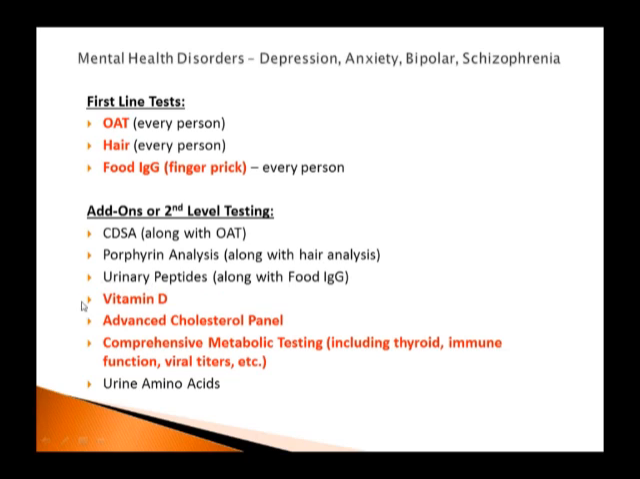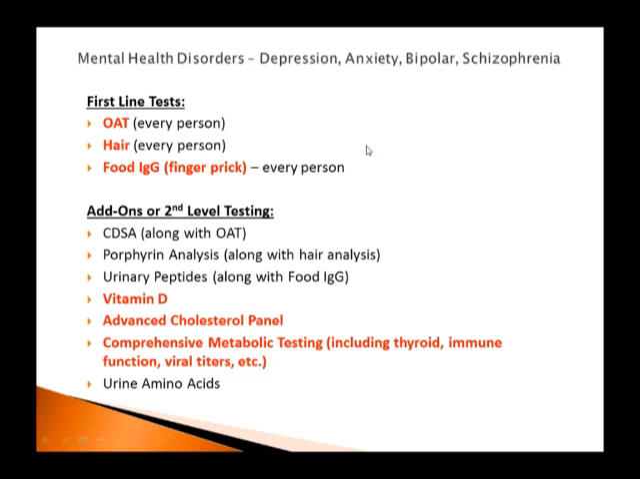One of the things that I'm highlighting here in red is that if I was going to do some add-ons in these types of situations, depression, anxiety, etc., if I was going to have add-on or second-level testing at a later time, I would prioritize the red. I would look at vitamin D. I would absolutely look at cholesterol levels and comprehensive metabolic testing.